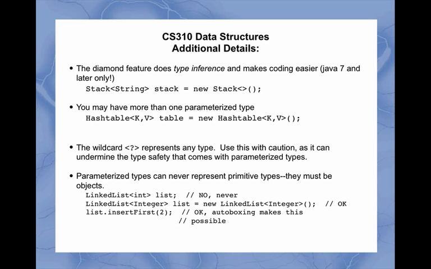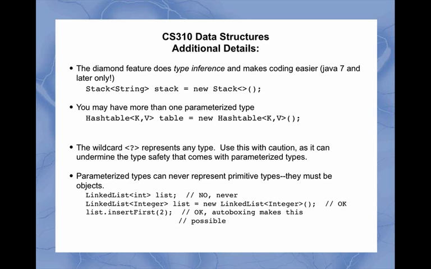We also have the wildcard, which is the question mark in angle brackets, and that can represent any type. Use this with caution. It can undermine type safety. Parameterized types cannot be primitives. That is, remember there are 8 primitives, such as int, float, long, short, byte.